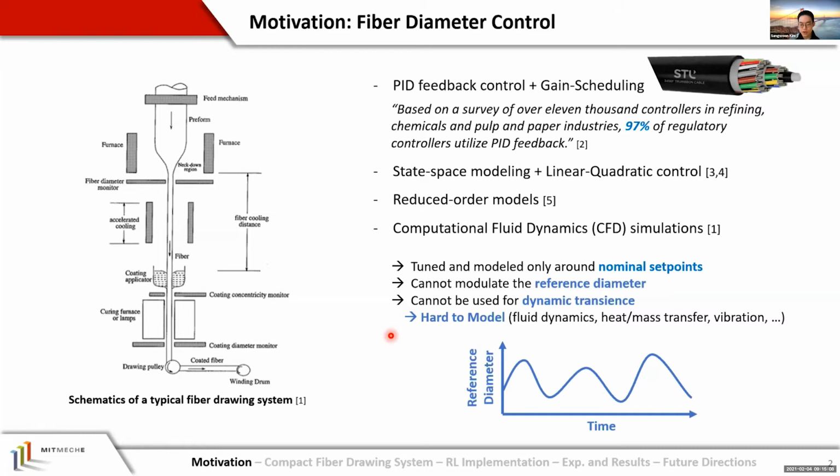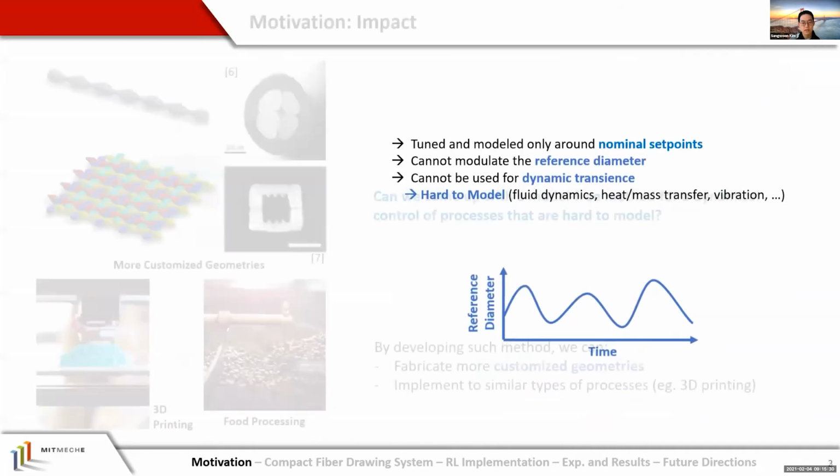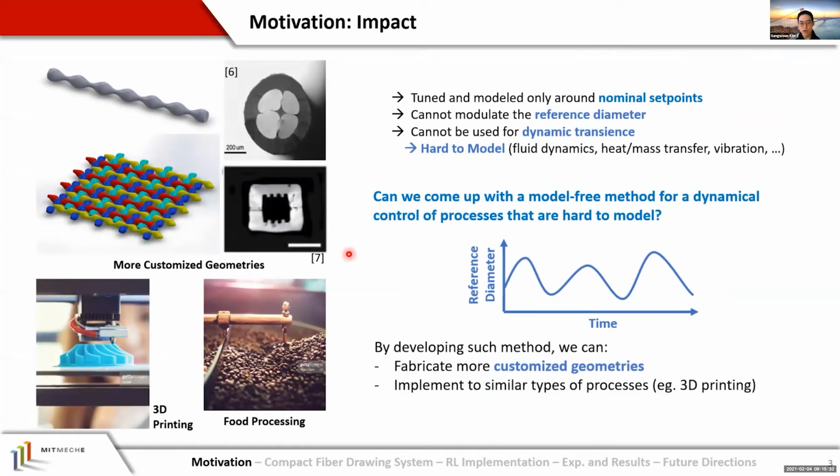Of course, it would be great if we can come up with a model that can address those dynamical transients. However, modeling the transients between one set point to another is much harder than modeling only around the nominal set points. This is because we have to consider all the physical dynamics that happen during those transitions. So if modeling those dynamic behaviors is hard, our question is, can we come up with a model-free method for dynamic control of processes that are hard to model?